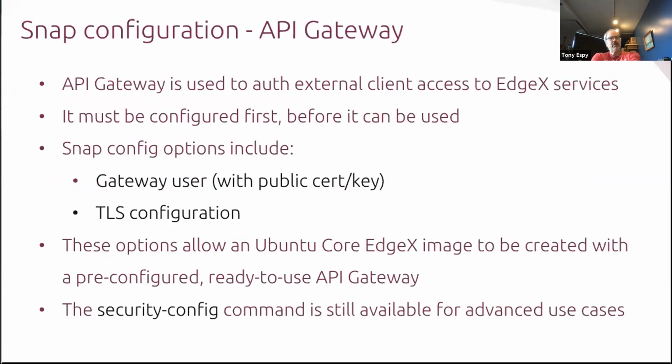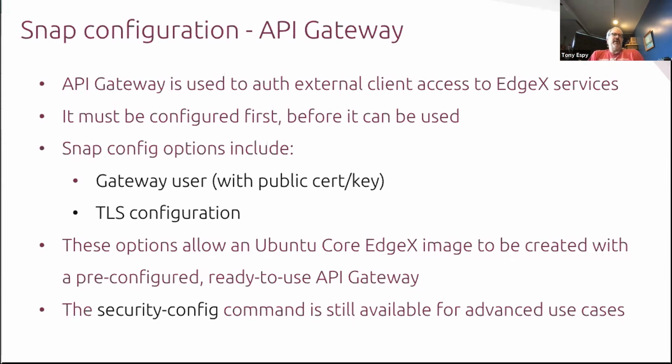One other really cool thing we did with snap configuration: one of the parts of the system that can be somewhat confusing or daunting for people is what we call the API gateway. The API gateway is really EdgeX's name for Kong configured in a particular way to protect all of the EdgeX services from access by unauthorized clients. So if you want to talk to core data from an external device, you need to do that through the API gateway. You need to authenticate to the API gateway and provide it some sort of authentication token, which allows you to make that call to core data's REST API.